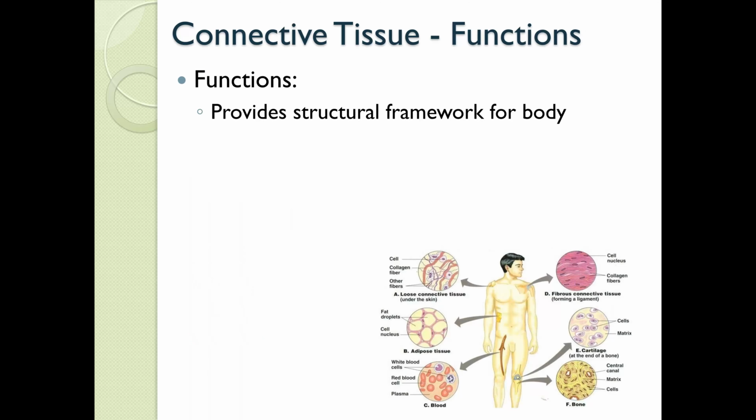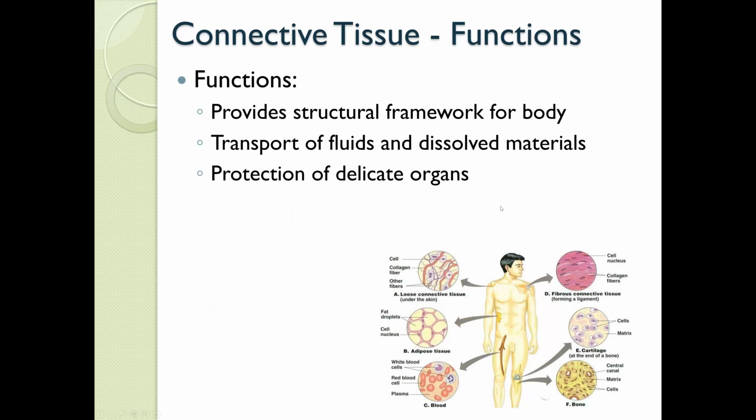So connective tissue has a wide variety of functions, and it depends on the specific tissue. So we'll go through the different tissue types and talk about their individual functions, but broadly, you can say that connective tissue helps provide structural framework for the body. So it does include things like cartilage, bone, ligaments, tendons. It also helps to transport fluids and dissolved materials. So believe it or not, your blood is a connective tissue.